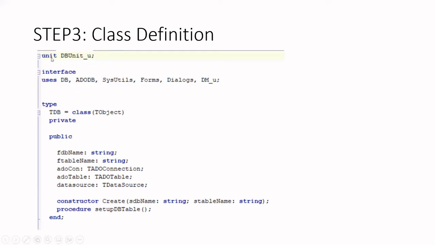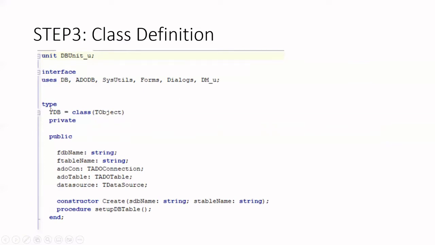So this is the unit. The unit name is db unit_u. And in the uses section, these are the different references that I need in order to make use of databases and to utilize the components that I want to work with. In particular, you should take note of dm_u. This was the unit for my data module. I'm referencing this data module since you will see in the implementation, I need to make use of my data module.